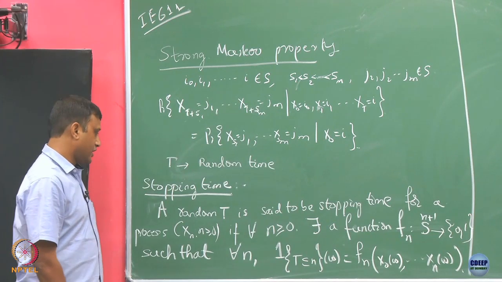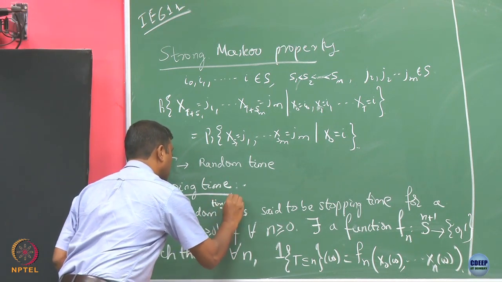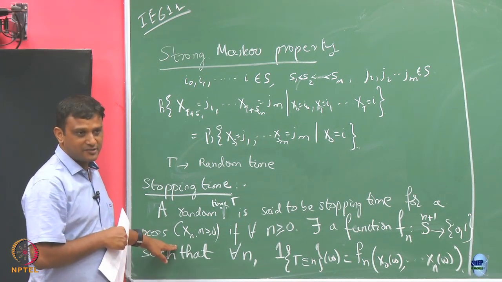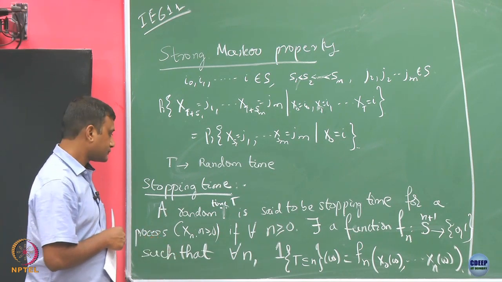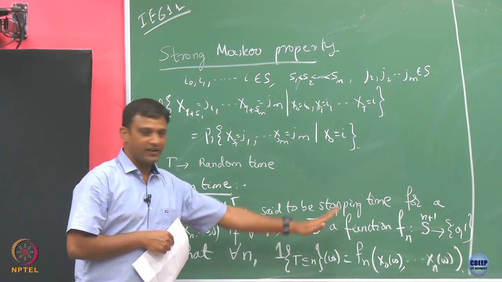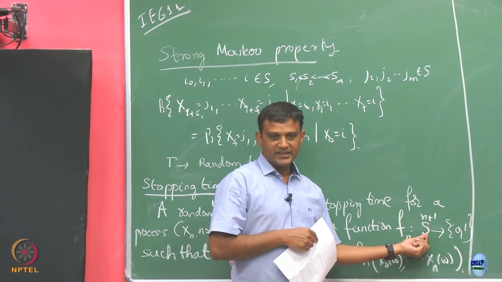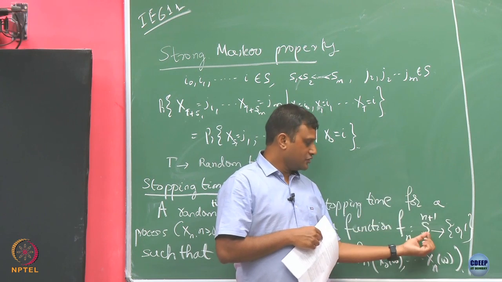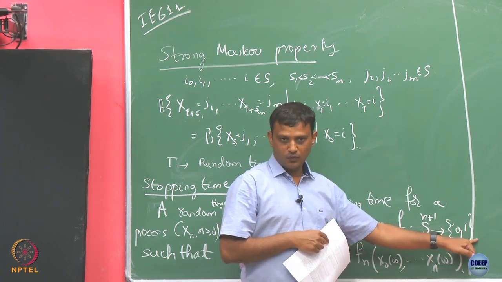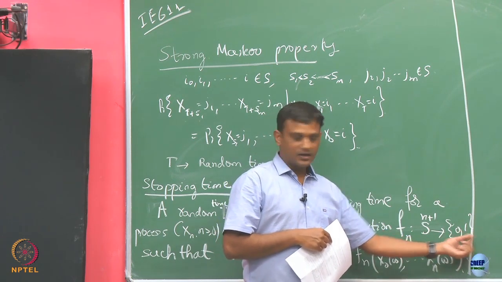Okay, let us focus on the definition now. It says that a random time t is said to be a stopping time for a process. I am not saying this process is a Markov process or anything, it is an arbitrary process here. If for any n greater than or equal to 0, there exists a function f_n which takes n plus 1 states. Remember, S is the set of states. If you take n plus 1 elements from S, it maps them to either 0 or 1. That is, f_n is just a binary valued function, which gives 0 or 1 based on n plus 1 inputs.